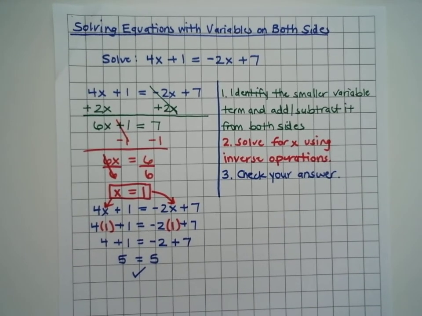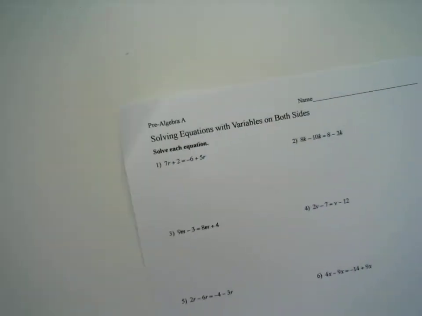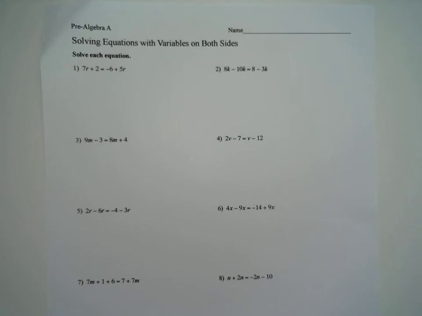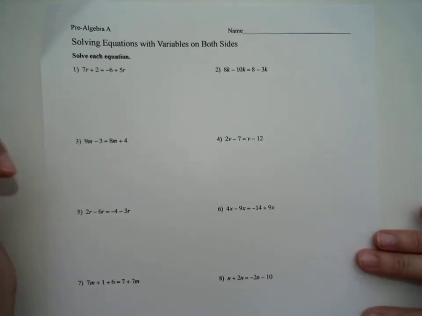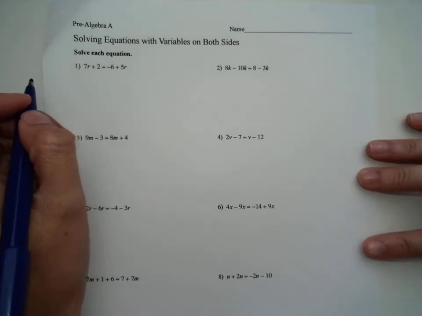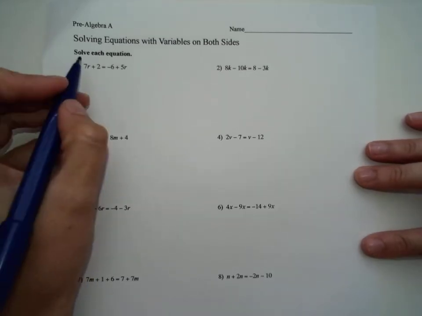So we solved correctly, and now we can open up our workbooks to the solving equations with variables on both sides assignment. And we're going to go step by step. So first, identify the smaller variable term and add or subtract it from both sides.